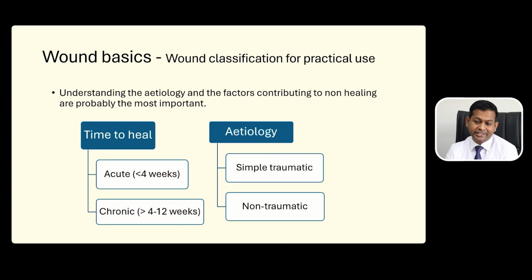But in our day-to-day practice, what should we do? Should we use these classifications or should we not? Well, I would say when it comes to our routine practice, when we are more clinically oriented, this is probably the most relevant thing: the time to heal. Depending on that, we have acute wounds, generally considered as less than 4 weeks in the literature, and chronic wounds, which take at least 4 to 12 weeks or more.